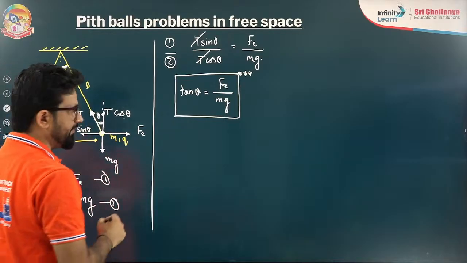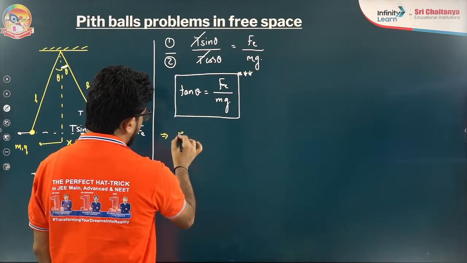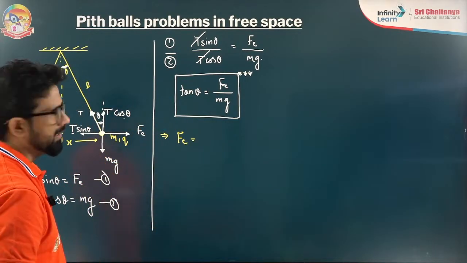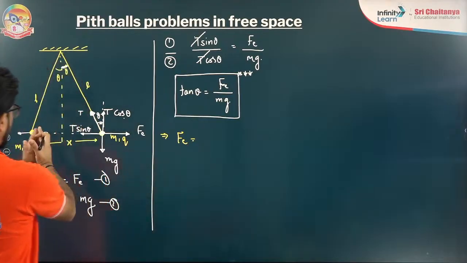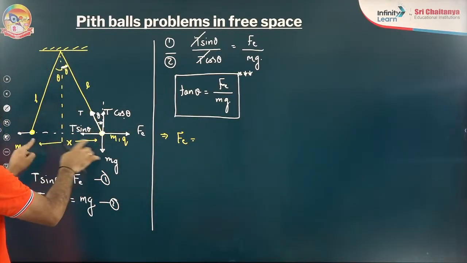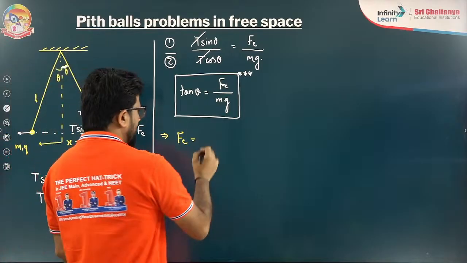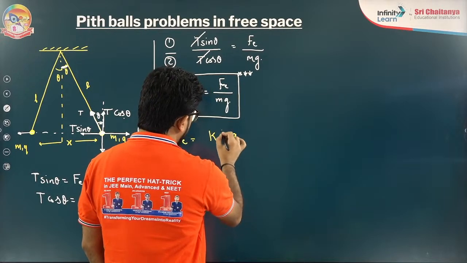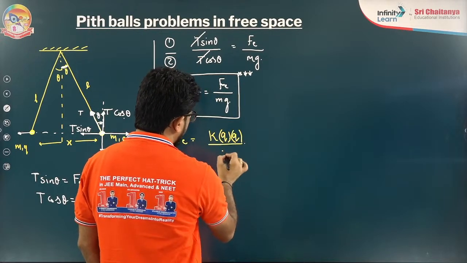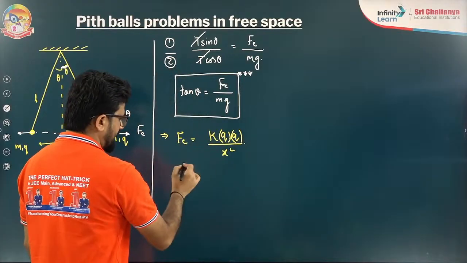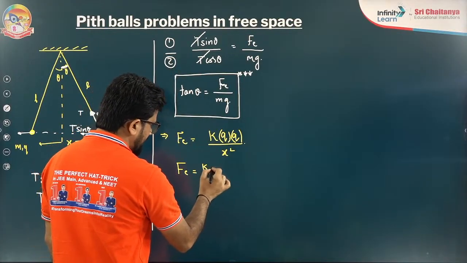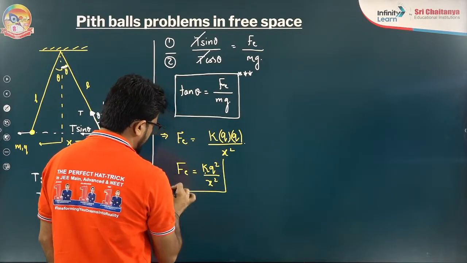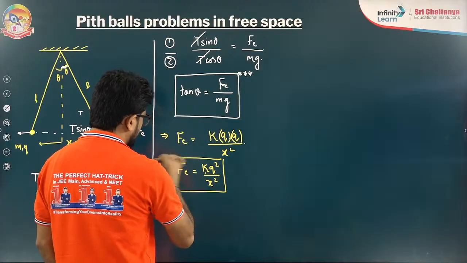Now very first question comes to you, sir, what is the Fe? If I ask you, can you answer it? Fe is nothing but, there are two point charges at a separation of x. So you can say that it is equal to k q into q, divided by x square. That means Fe is nothing else but k q squared by x square. This is very basic, nothing difficult in this.